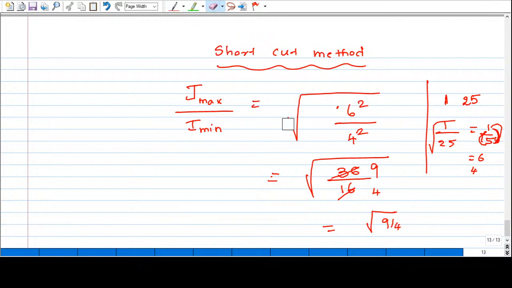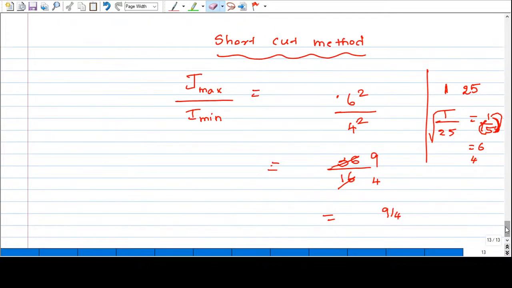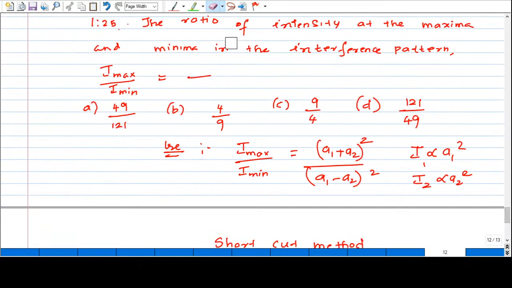And one thing, don't use this square root. Cut this square root, I am extremely sorry. Now use this particular one, 9 by 4. So we get the answer lies in option C.